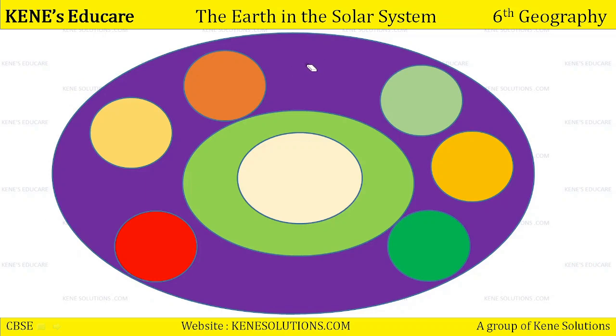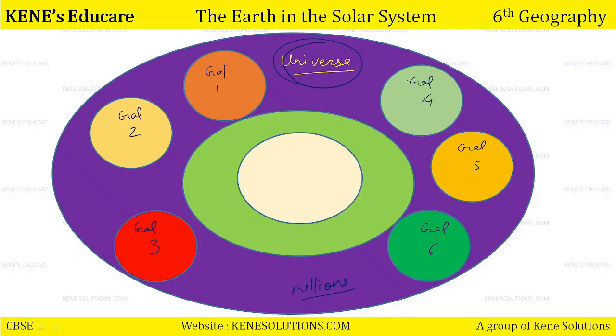So for our clear understanding, let's understand with this chart, or you can say this shape. This is our universe. This big purple circle is our universe. And as we read, the big universe consists of a number of galaxies. Galaxy number 1, galaxy number 2, galaxy number 3, galaxy number 4, galaxy number 5, galaxy number 6. And similarly, there are millions of galaxies in our universe. This big purple circle has millions of galaxies.